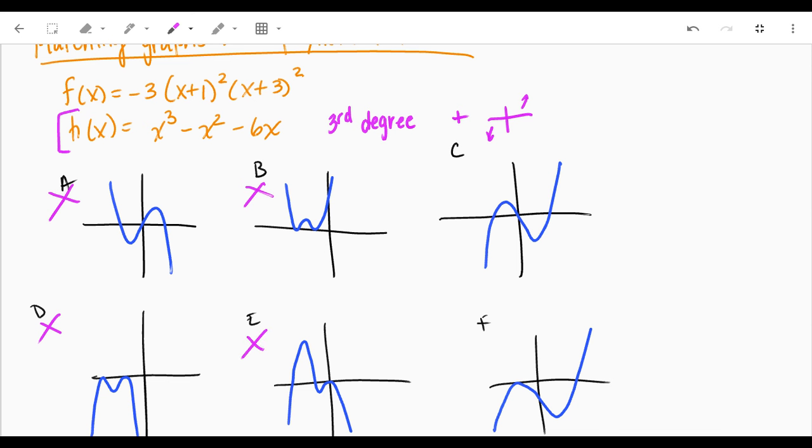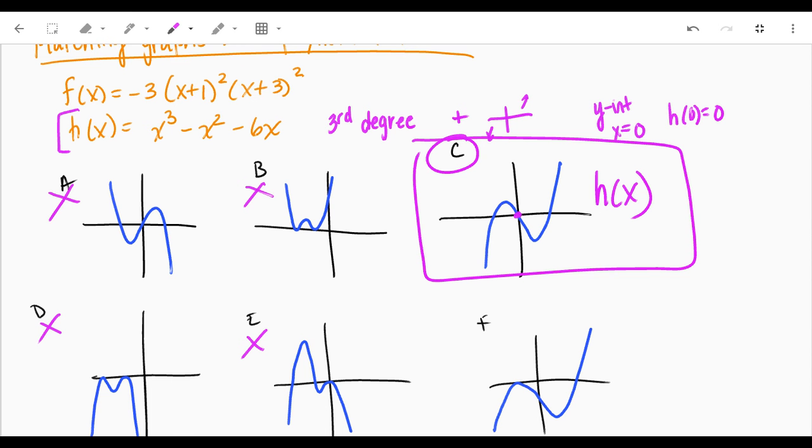So the next thing to do is just think about points. Specifically, the y-intercept is going to be a really good clue here. The y-intercept is when x is 0, and I can see that h of 0 would be 0. So the point on it should be (0, 0), which I see on graph C, and I do not see on graph F. So C is going to be h of x. There's my choice for h of x.